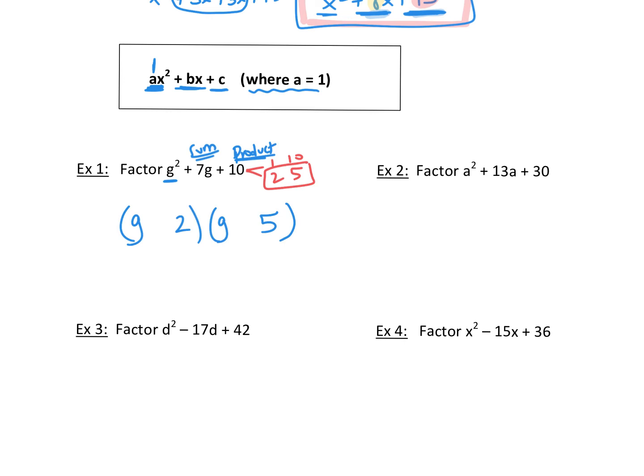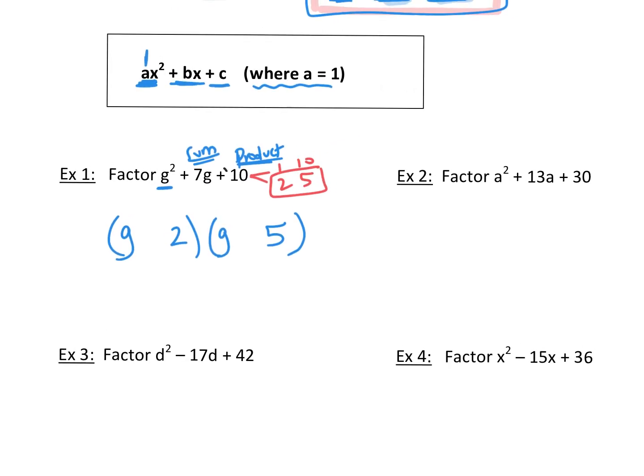Now, notice I haven't put a positive or negative sign on them because it can get a little bit complicated. If you look at the sign of the constant, the positive 10, that tells me that the signs are the same. So they're either both positive or both negative. If they're the same, I go to the middle term, and the middle term tells me what sign they were. So this problem tells me that they were both positive, which makes sense because positive 2 times positive 5 is positive 10, and positive 2 plus positive 5 is positive 7.